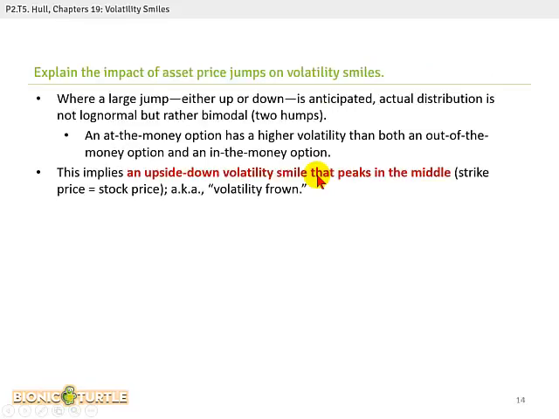Now, finally, the impact of asset price jumps on volatility smiles. Where there's a large jump, either up or down as anticipated, the actual distribution is not log normal, but rather bimodal, with two humps. An at the money option has a higher volatility than both an out of the money option and an in the money option. So if asset prices do not really diffuse, but rather have jumps, this implies an upside down volatility smile, or a volatility frown, that peaks in the middle.